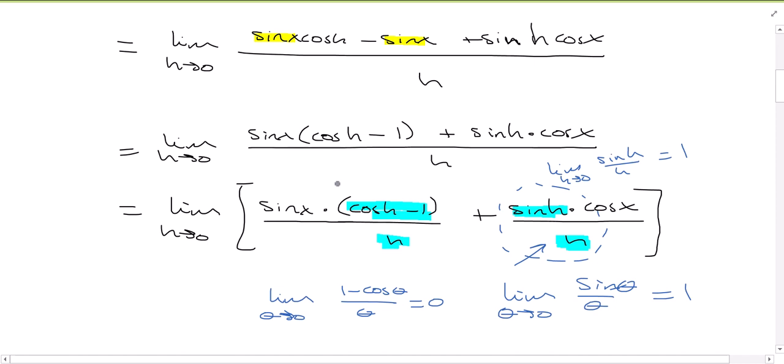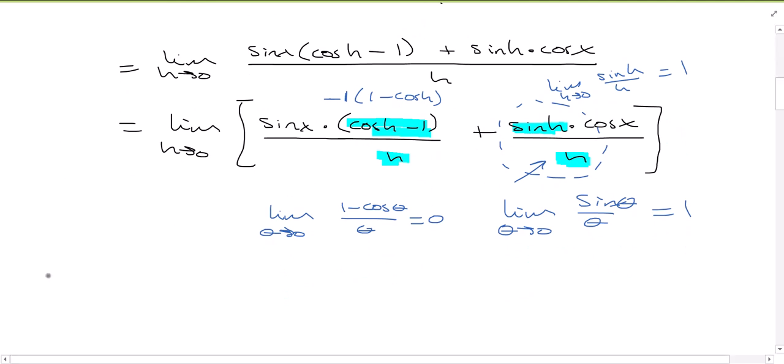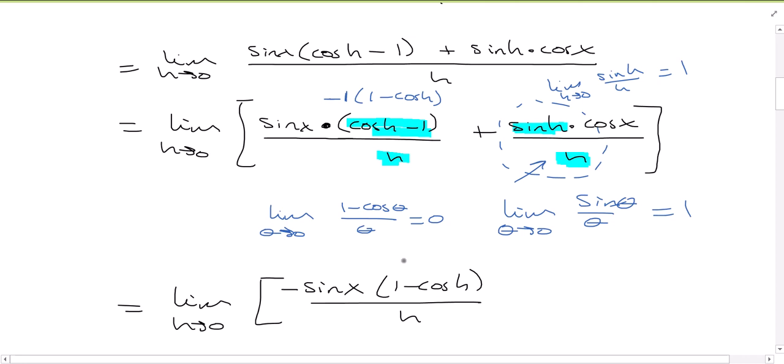So what I can do is factor out a negative. Take out the negative 1 and you'll be left with 1 minus cosine of h. And so I can rewrite that. Ultimately it won't matter because that limit is going to be 0, so having that negative is not really going to change too much. But I'm going to have negative sine x, taking this negative and multiplying. Now I'm going to have 1 minus cosine h over h, and now that limit is 0, plus sine h times cosine x over h.